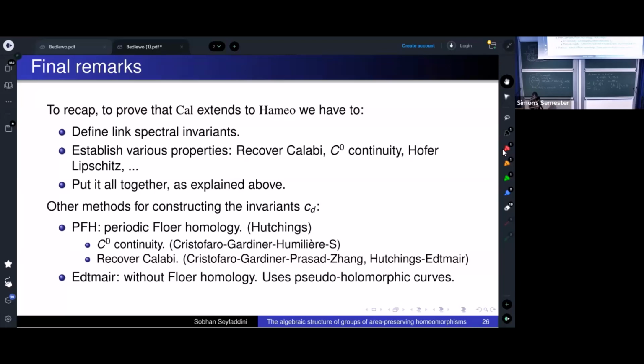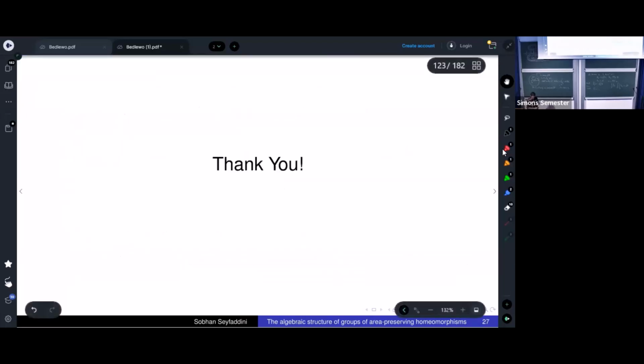And recently, Oliver Edtmair used something called elementary spectral invariants. It avoids the use of Floer homology, but still uses heavy tools from symplectic topology like pseudo-holomorphic curves, and it still in some ways relies on theorems from Gromov, but perhaps not. It leads to a simplification of it. And that's it. I'm done for today's talk. Thank you.